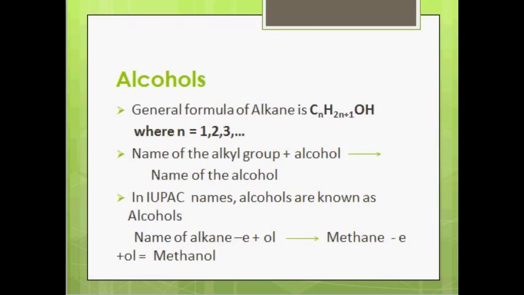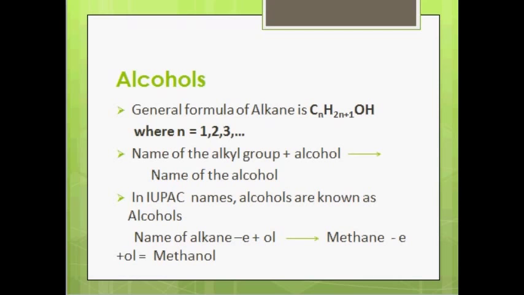Alcohols are also considered as monohydroxy derivatives of alkane. An alcohol is obtained by replacing a hydrogen atom in an alkane by a hydroxyl group. The general formula of alkane is CnH2n+1, while the general formula of alcohol is CnH2n+1OH.